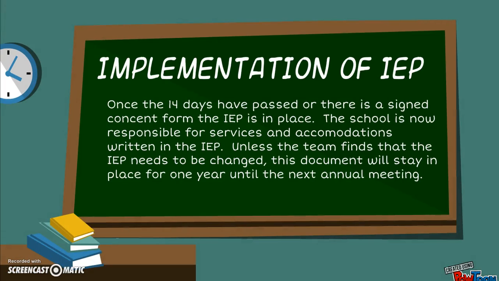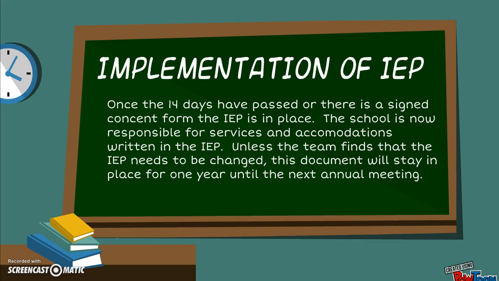Implementation of the IEP. Once the 14 days have passed or there is a signed consent form, the IEP is in place. The school is now responsible for the services and accommodations written in the IEP. Unless the team finds that the IEP needs to be changed, this document will stay in place for 1 year until the next annual meeting.